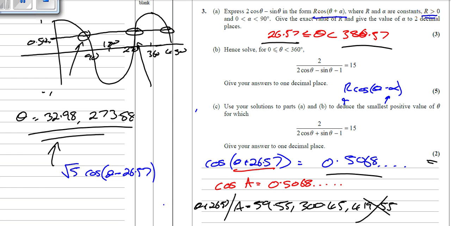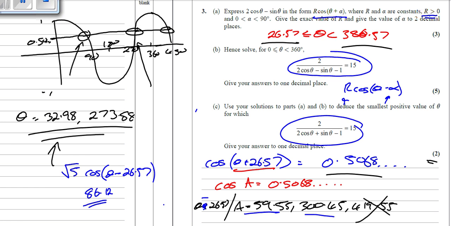And so you do the same thing again. But instead of the theta plus 26.57, this bit here is going to be minus. So you're then going to need to add it on. It's going to be 59.55 plus 26.57, which gives us 86.12. Okay, so yes, it's always worth being vigilant because they'll often link something from the first part of the question to the second part of the question.